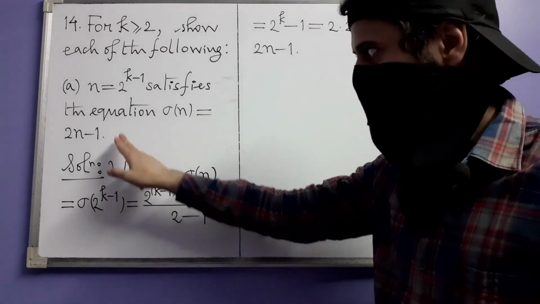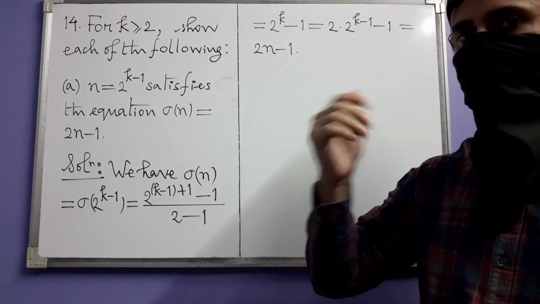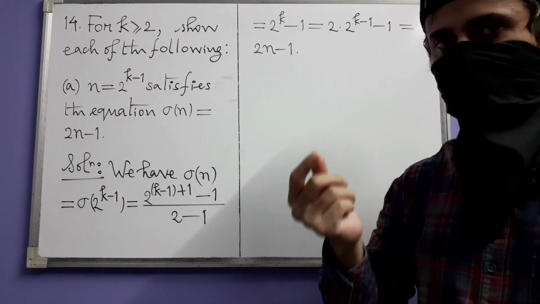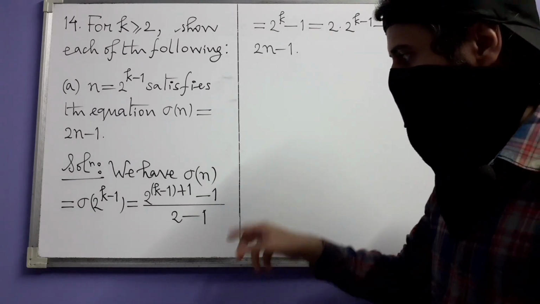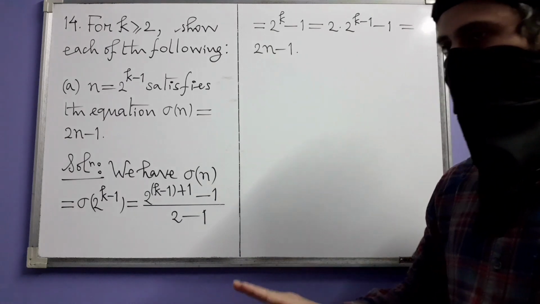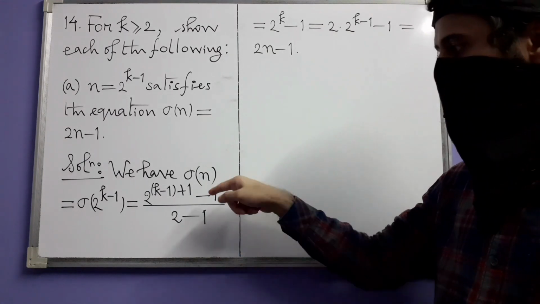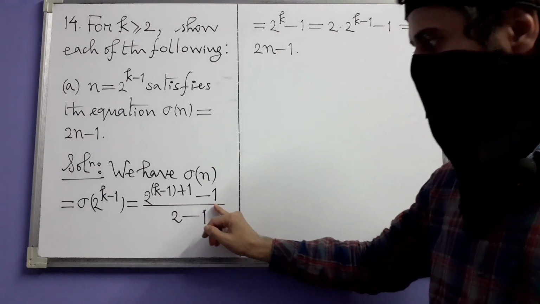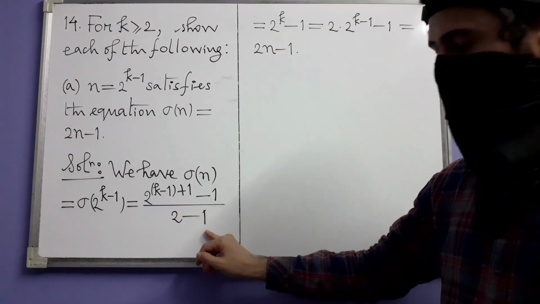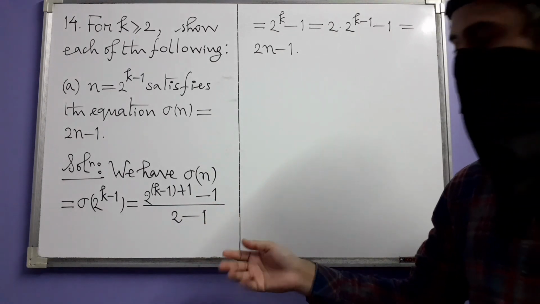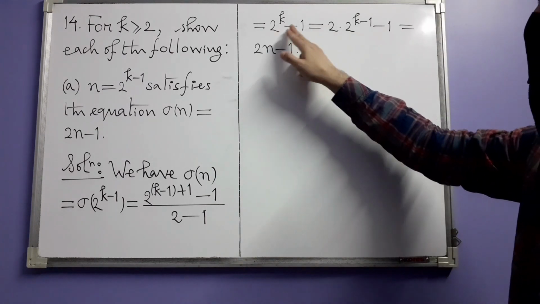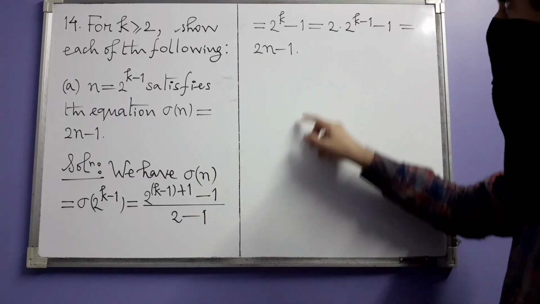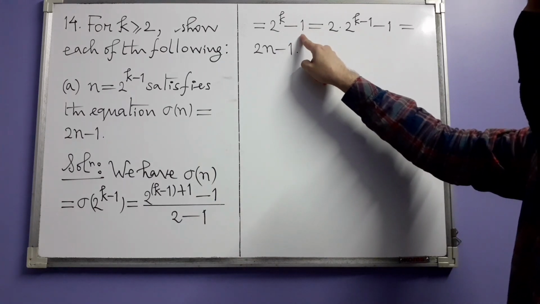So think of this n as p1 to the power k1. Here p1 is 2 and k1 is k minus 1. So the formula was then p1 to the power k1 plus 1 minus 1 divided by p1 minus 1. So that way we get this. And the denominator is very convenient, it becomes 1. So we end up having this, because this minus 1 and plus 1 will cancel each other. And that way we get 2 to the power k minus 1.